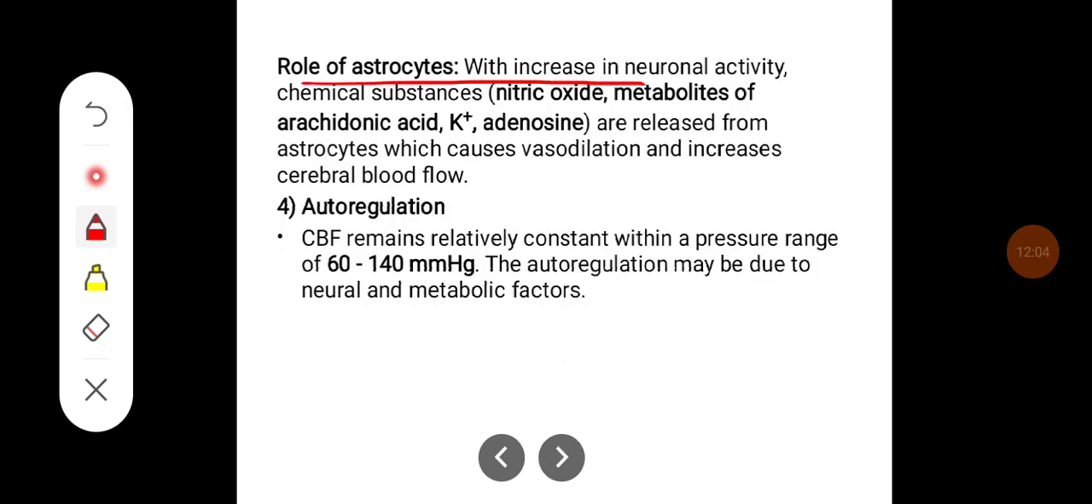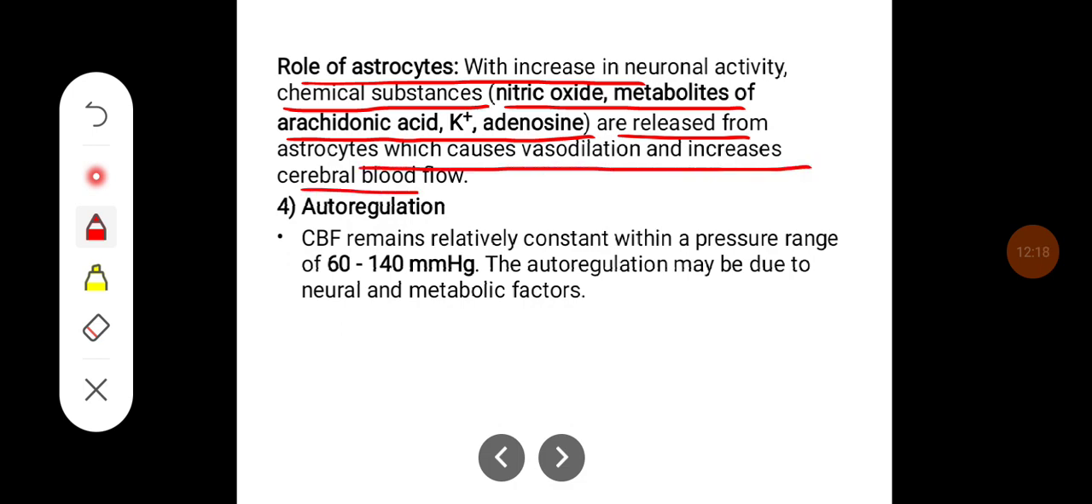Role of astrocytes: with an increase in neuronal activity, chemical substances like nitric oxide, metabolites of arachidonic acid, potassium, and adenosine are released from astrocytes, which causes vasodilatation and increases cerebral blood flow. There is also autoregulation. Cerebral blood flow remains relatively constant within a range of 60 to 140 mm of Hg blood pressure. The autoregulation may be due to neural and metabolic factors.